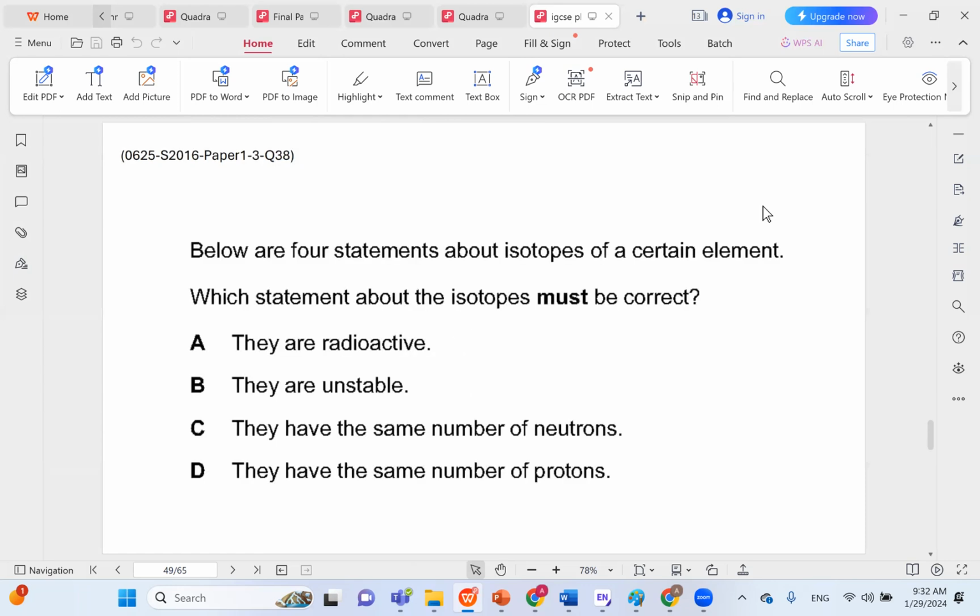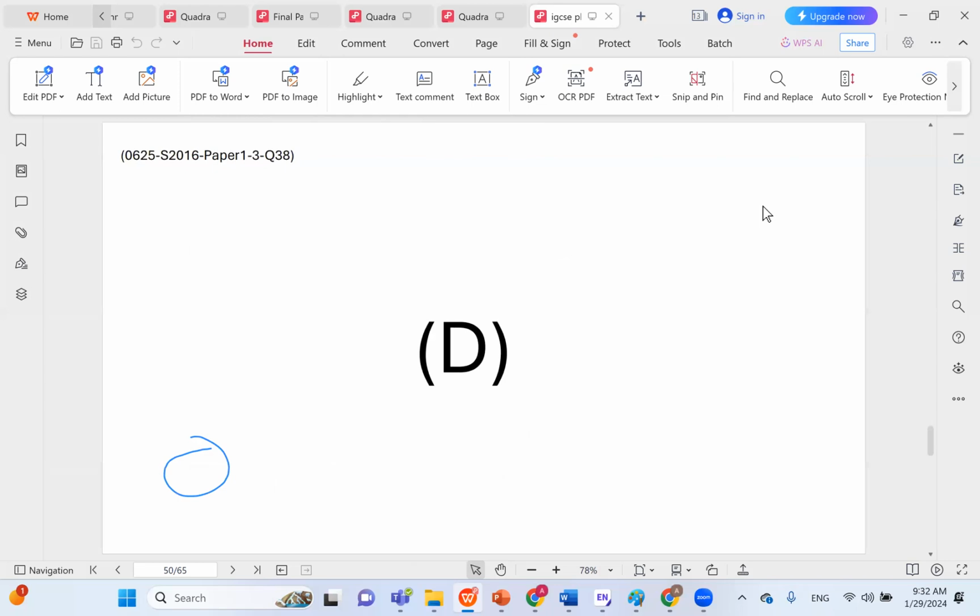Below are 4 statements about isotopes of a certain element. Which statement about isotopes must be correct? They have the same number of protons. This is what we just said. They must have the same number of protons. So D would be the correct choice here.